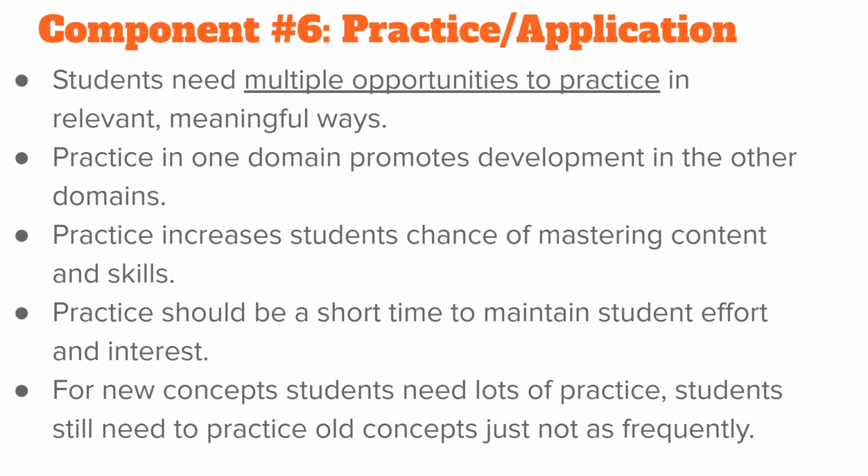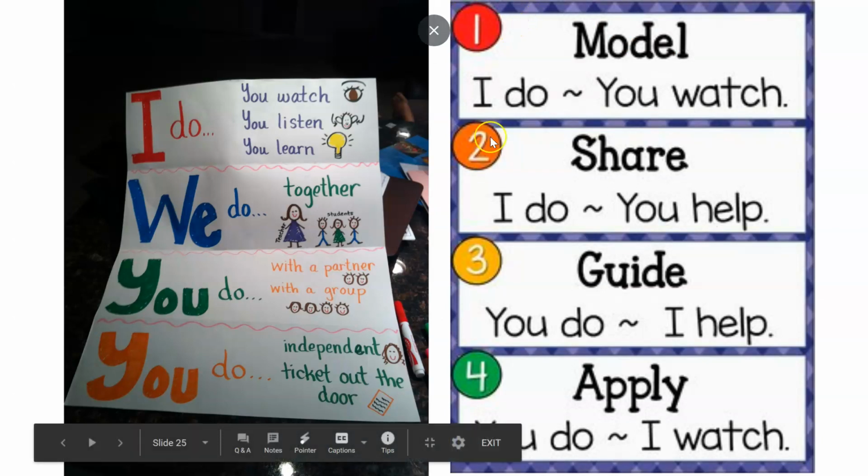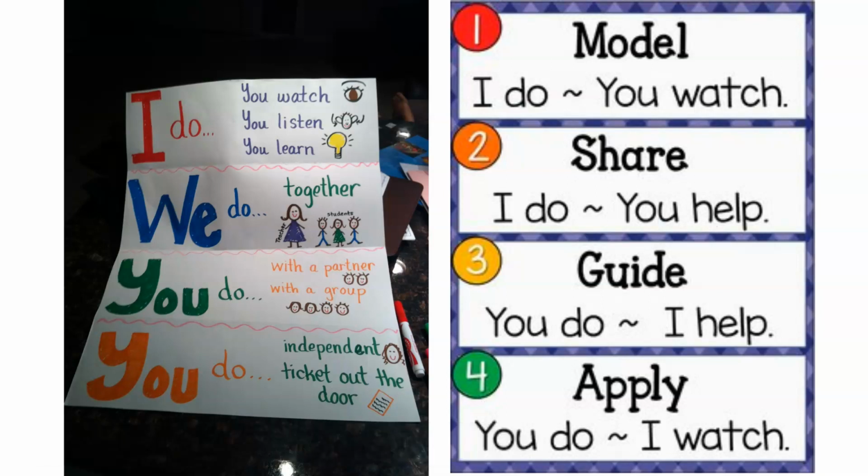Okay, component 6 is practice and application. So students need multiple opportunities to practice, and they need to practice in meaningful ways. Some ways that teachers make sure that students get a chance to practice is they might use this model in their lesson plan to help them intentionally plan practice time. So it's I do, you do, I do, we do, you do. That's the one that I use in my lesson plan.